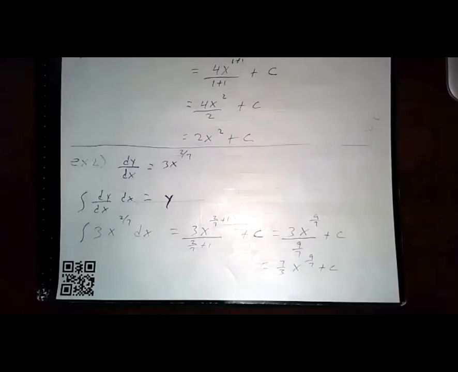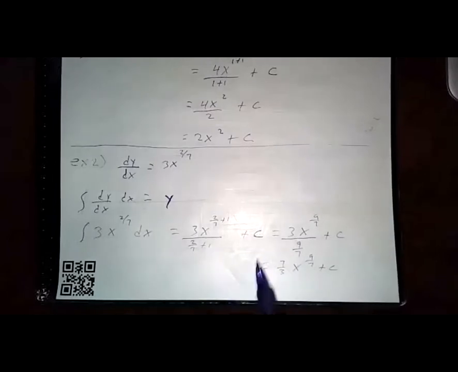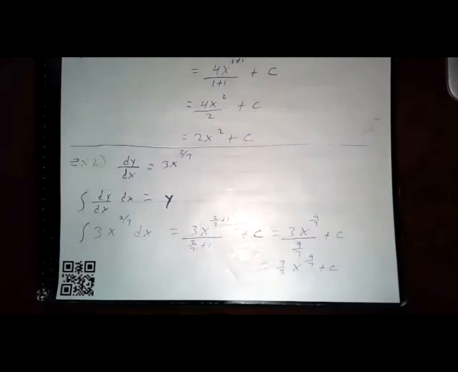And then where did the 7 over 3 come from? Oh, so when you divide 3 divided by 9/7, it will turn into this 7/3. Yeah, I skipped a couple of fraction steps, but just cancel these guys out and you'll get this.